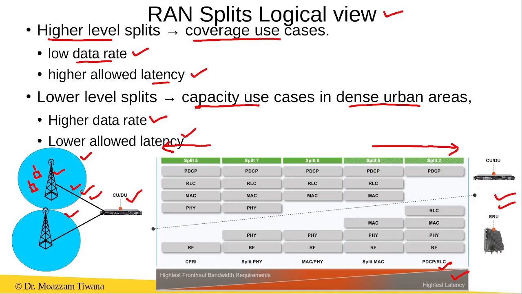So that means that on these small links, we can use a very expensive fiber in order to cater for the requirements of the data rate and the latency.